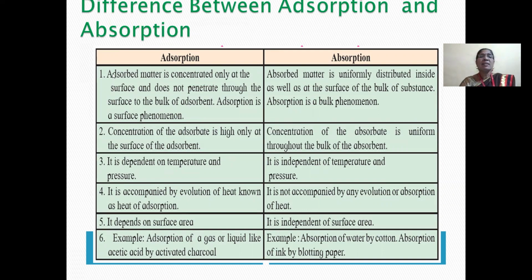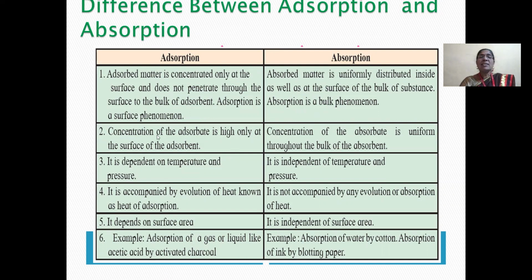Number one, adsorbed matter is concentrated only at the surface and does not penetrate through the surface to the bulk of the adsorbent. Adsorption is a surface phenomenon. In absorption, absorbed matter is uniformly distributed inside as well as at the surface of the bulk of the substance. Absorption is a bulk phenomenon.